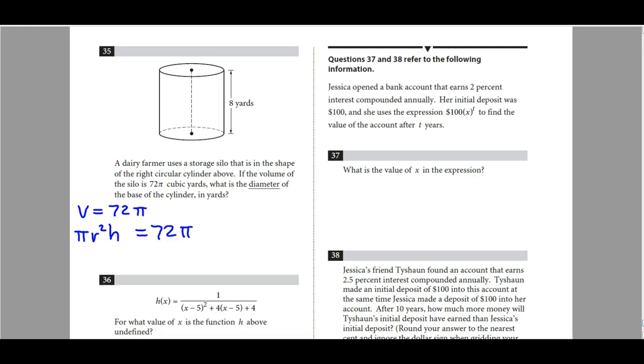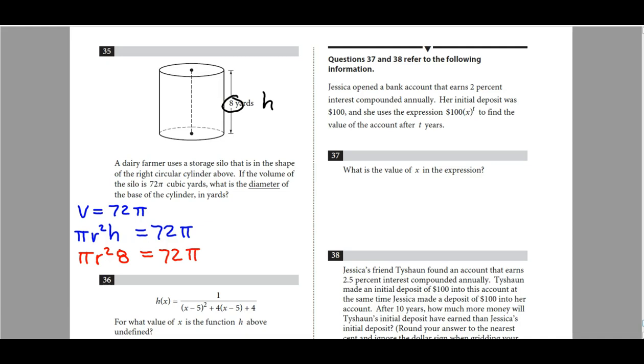And basically, the first thing I'm going to do is divide both sides by pi. Well, actually, first, 8 right here represents the height. So that's the height of the cylinder. So maybe we'll put that in. We're going to have pi times r squared times 8 equals 72 pi.